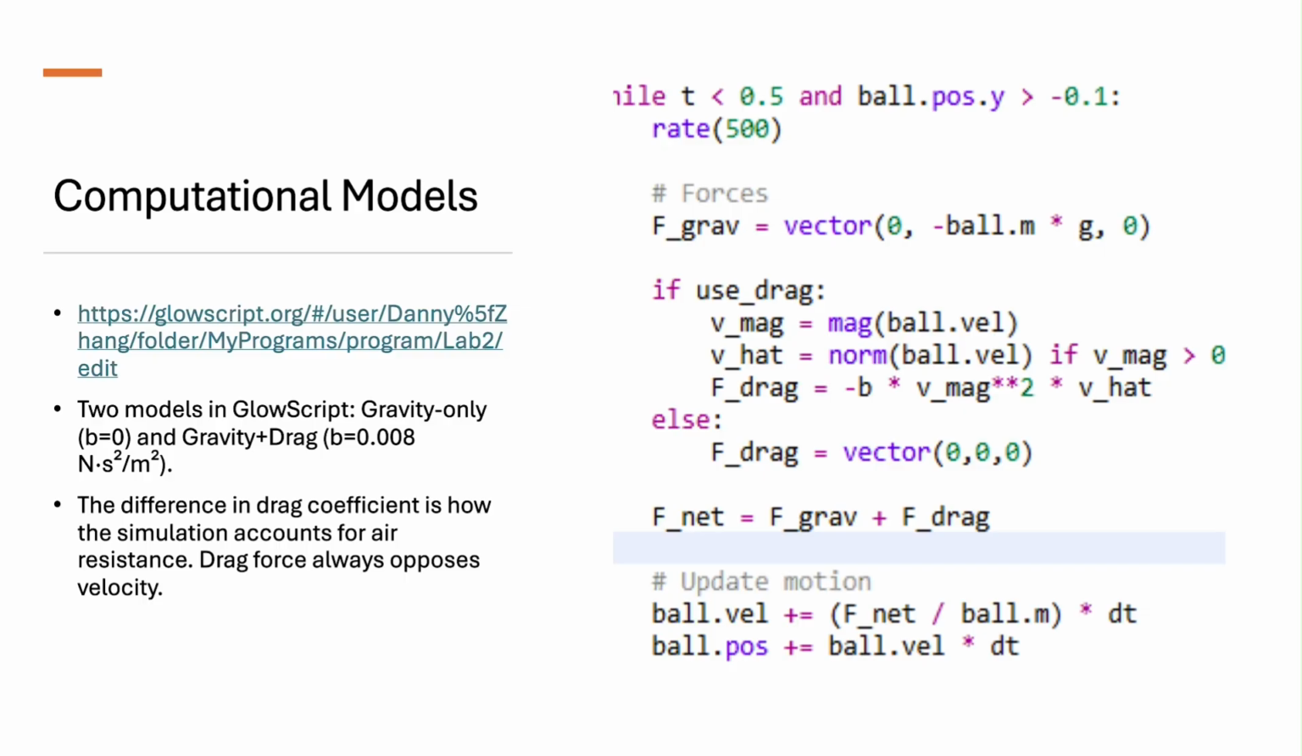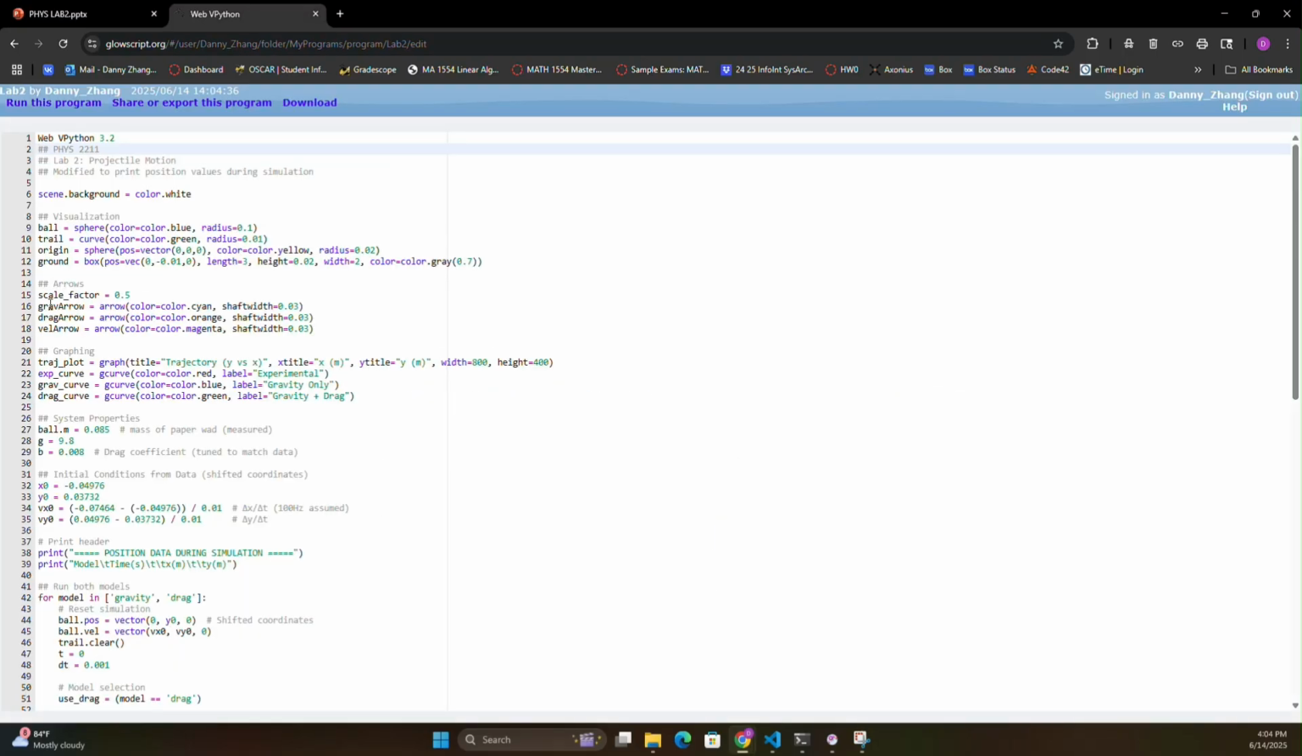The key difference lies in this conditional block, where drag is enabled. We calculate a velocity-dependent force opposing motion using the drag force, which is negative b times speed squared in the direction of the velocity unit vector. Otherwise, the drag is just defaulted to 0. Okay, to get a better visual of the code here, we have the drag coefficient set to 0, and we have our key difference here with the drag coefficient set to 0.008 for the realistic model.